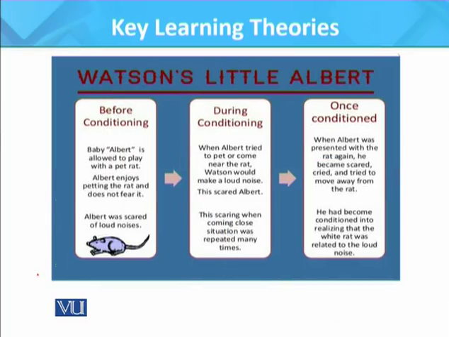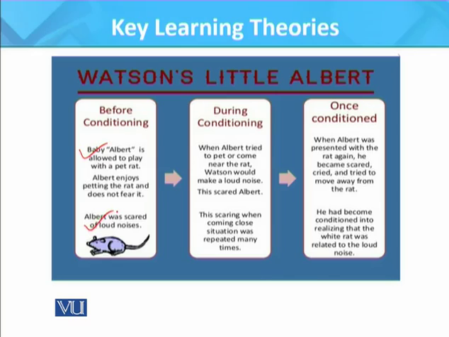Now before conditioning, baby Albert is allowed to play with a pet rat. Albert enjoys petting the rat and does not fear it. So in this stage, Albert is described on the whole as stolid and unemotional, to quote, and showed no fear of any of these stimuli. However, what did startle him and cause him to be afraid was if a hammer was struck against the bar. So he was scared of loud noise before the conditioning stage.